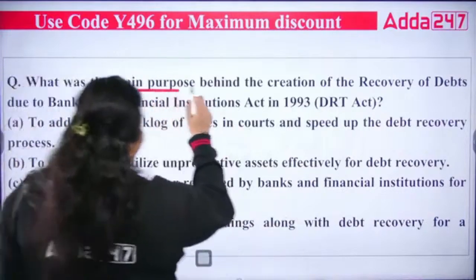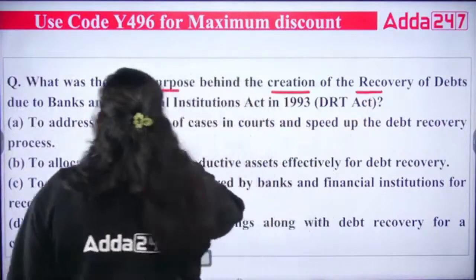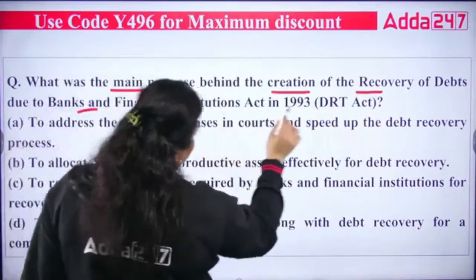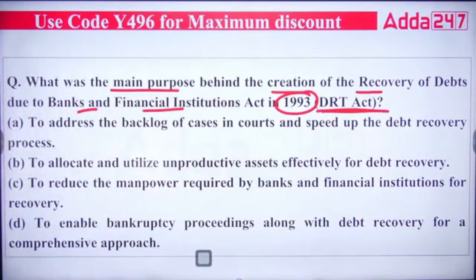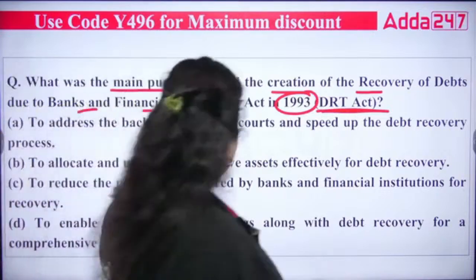What was the main purpose behind the creation of the Recovery of Debt Due to Banks and Financial Institution Act 1993, that is DRT Act? First, to address the backlog of cases in courts and speed up the debt recovery process.